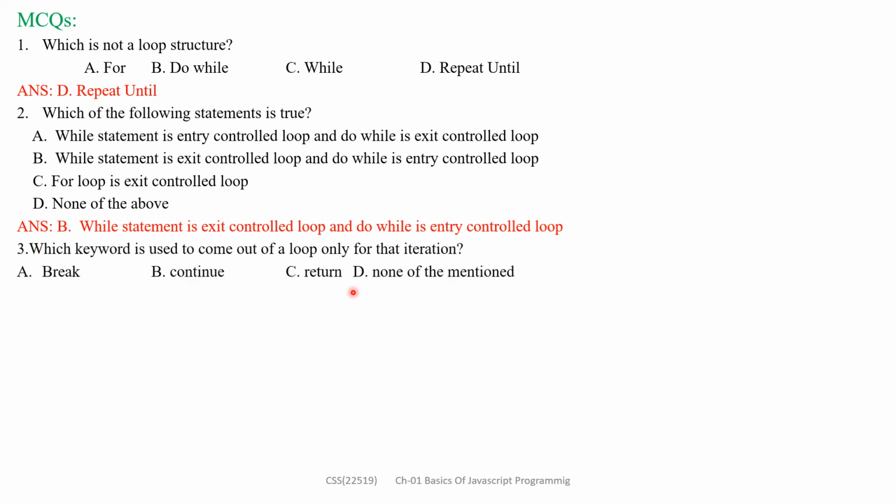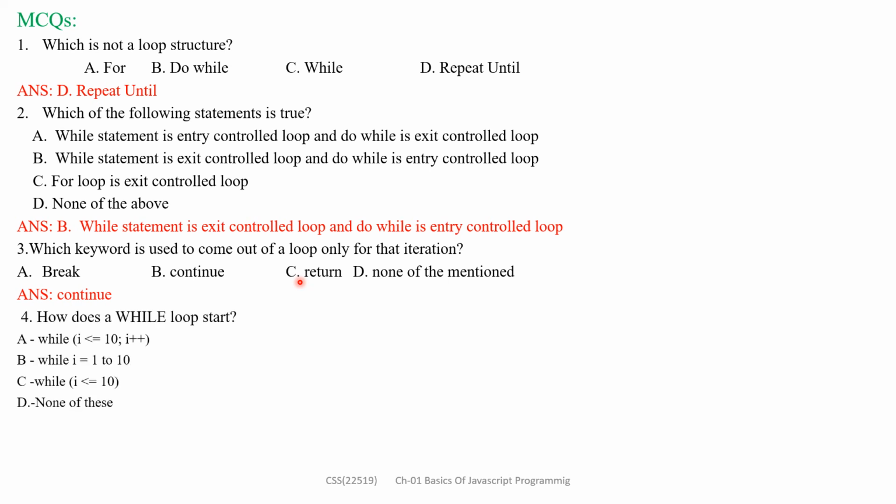Now the third MCQ is, which keyword is used to come out of a loop only for that iteration? A, break, B, continue, C, return, D, none of the mentioned. The answer is continue. This continue keyword is used to come out of a loop only for that iteration. Next question, how does a while loop start?